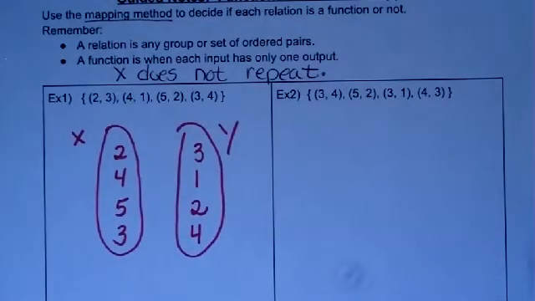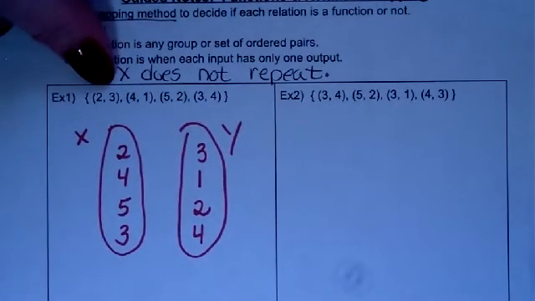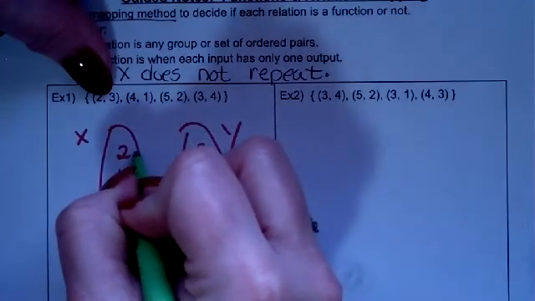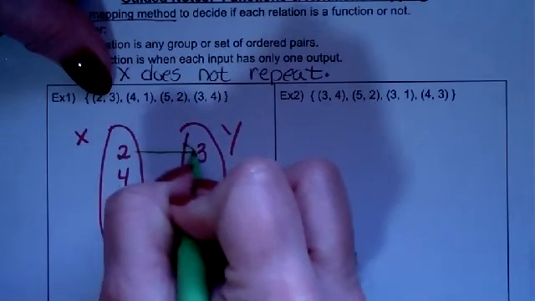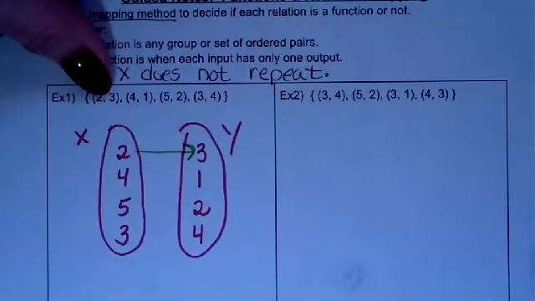Okay. Now what you're going to do is draw an arrow from every X to its Y pair. Okay, it's buddy. So right here, 2 and 3 are a pair. So I'm going to draw an arrow from the 2 over to the 3, just like that, to show they go together. It's kind of like matching it up, matching the X's with its Y.